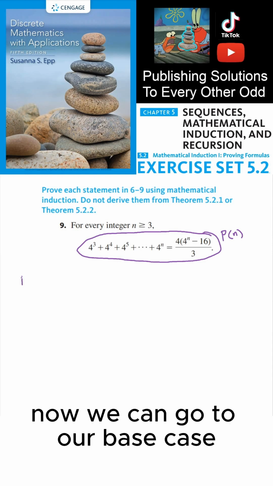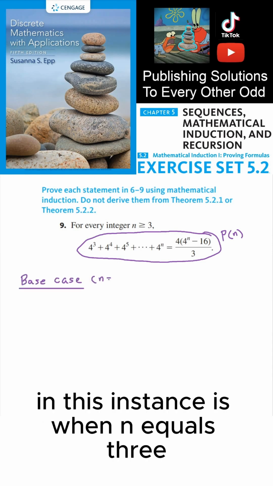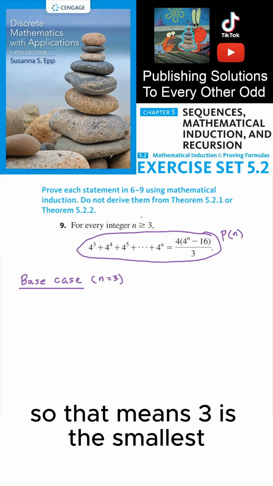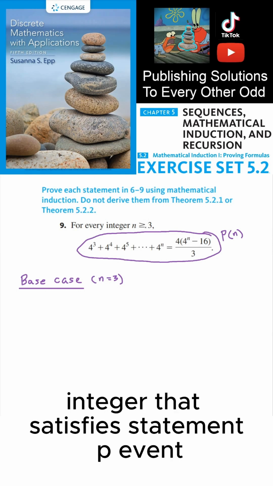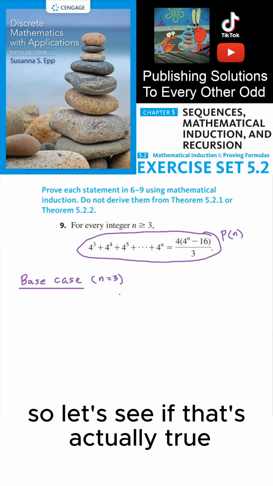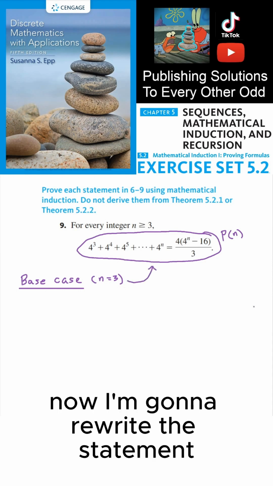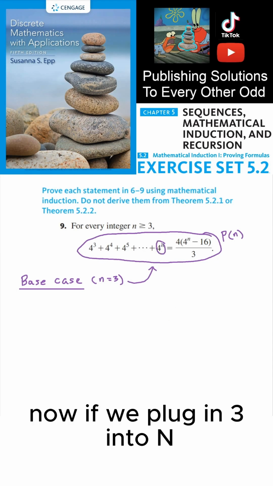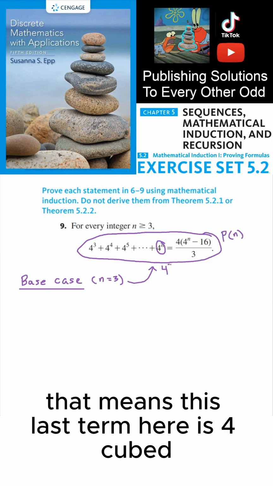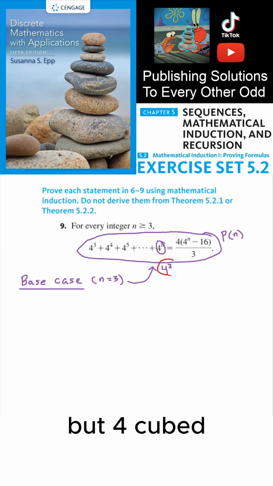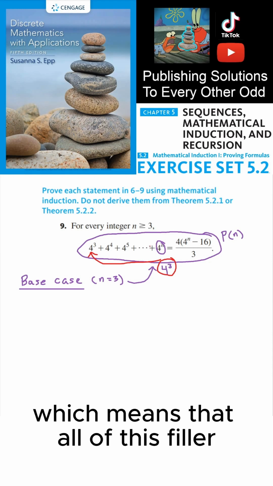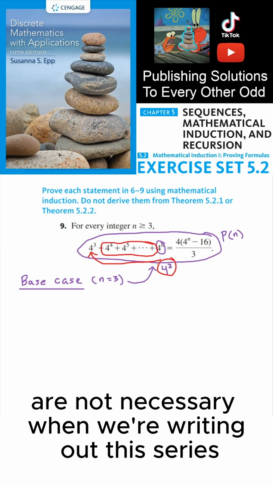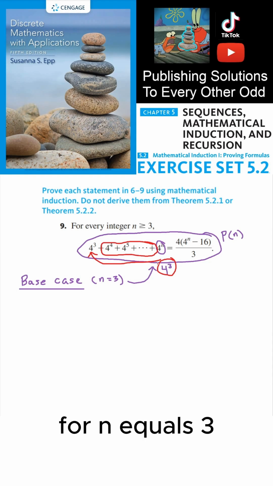Now we can go to our base case. The base case in this instance is when n equals 3, since integer n is defined to be greater than or equal to 3. That means 3 is the smallest integer that satisfies statement P of n. So let's see if that's actually true. Now I'm going to rewrite this statement where I substitute 3 into n. If we plug in 3 into n, that means this last term here is 4 cubed. But 4 cubed is also the first term, which means that all of the filler terms in between are not necessary when we're writing out this series for n equals 3.